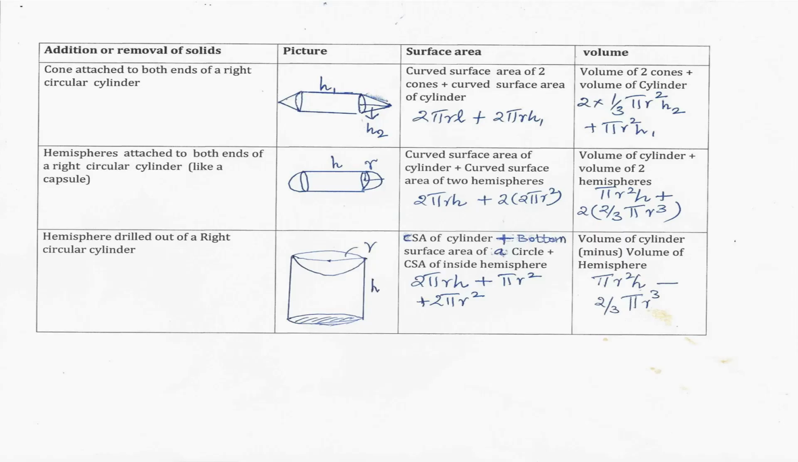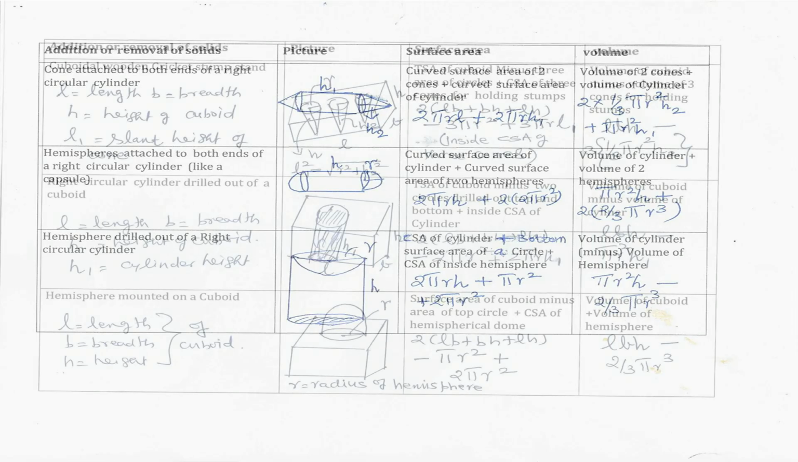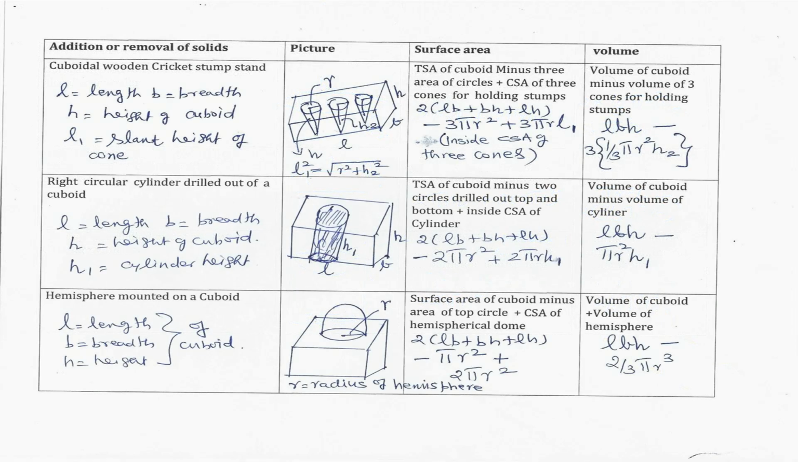Hemisphere drilled out of a right circular cylinder. Now surface area is curved surface area of cylinder plus bottom surface area of a circle plus CSA of inner hemisphere, that is CSA of inside hemisphere. 2 pi r h plus pi r squared plus 2 pi r squared. Volume here is volume of cylinder minus volume of hemisphere, which is pi r squared h minus 2 by 3 multiplied by pi r cube.